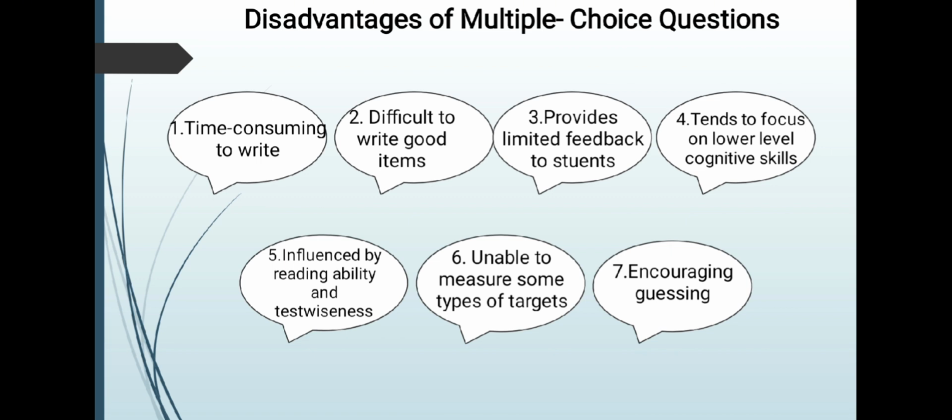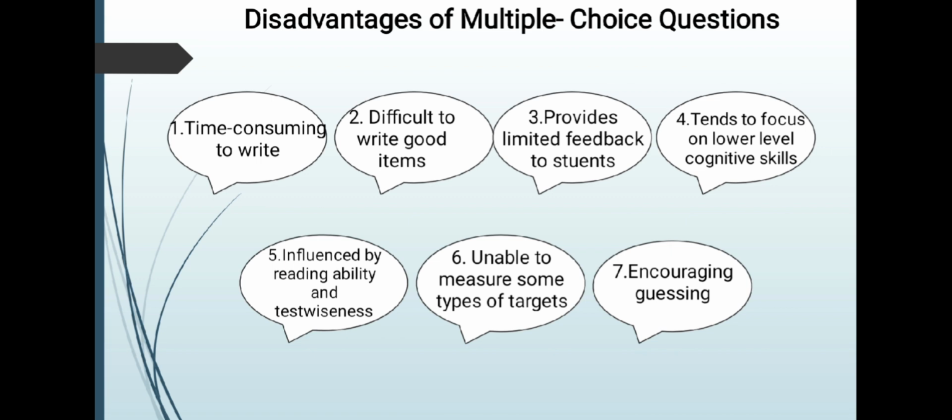Furthermore, students' performance on MCQs can be influenced by reading ability and test-wiseness. A student with strong reading skills might perform well simply by understanding the wording better, not because they know the answer. Likewise, test-wise students, those familiar with common test strategies like eliminating obvious distractors, may guess correctly without truly understanding the content. This undermines the objectivity advantage and may inflate scores inaccurately.